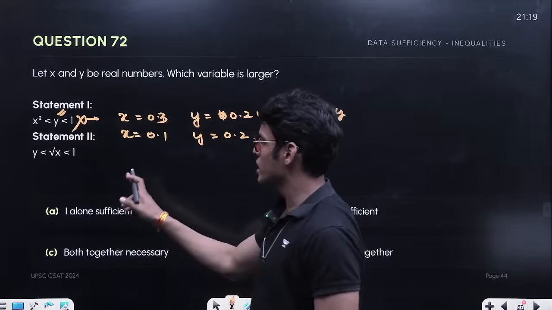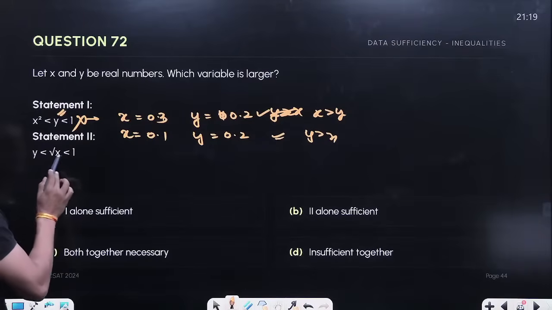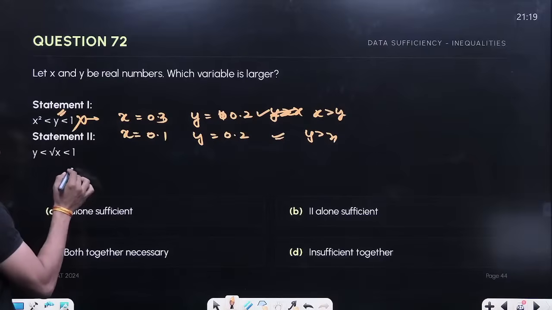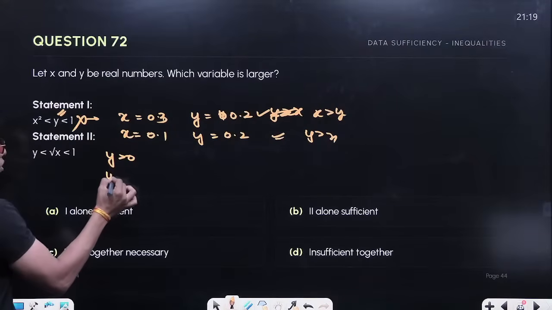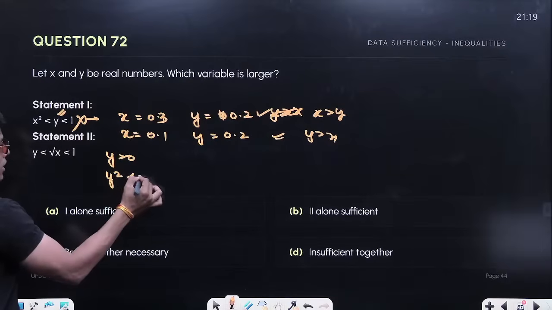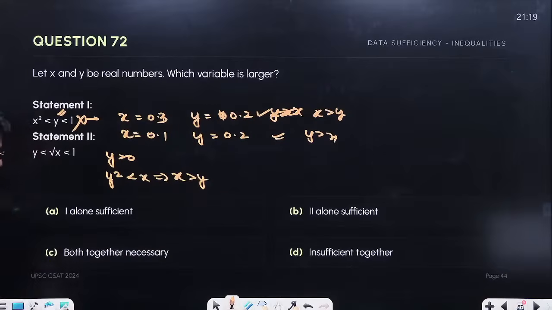Now, Y is less than root X, less than 1. See, Y is less than root X, less than 1, right? So, if Y is greater than 0, then your Y square is less than X, which gives me X greater than Y. Let's write it.